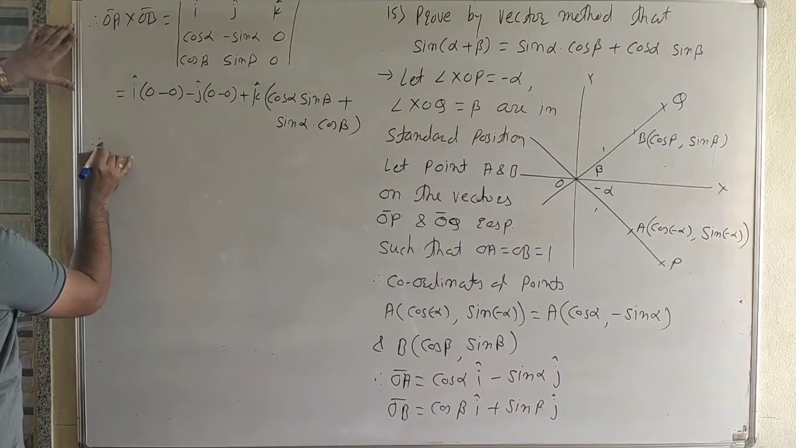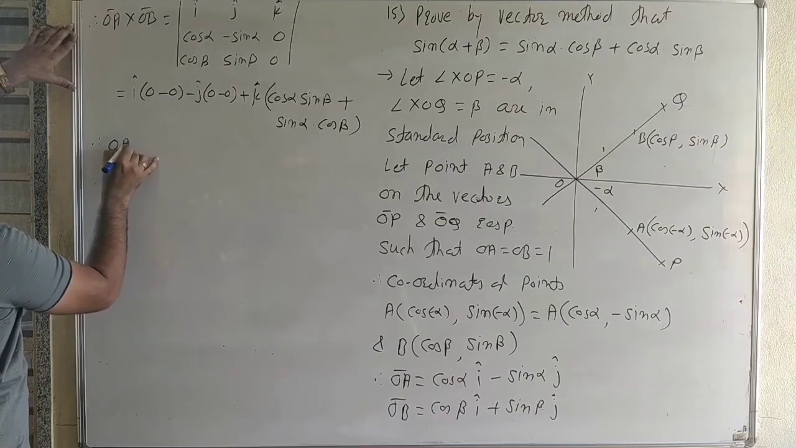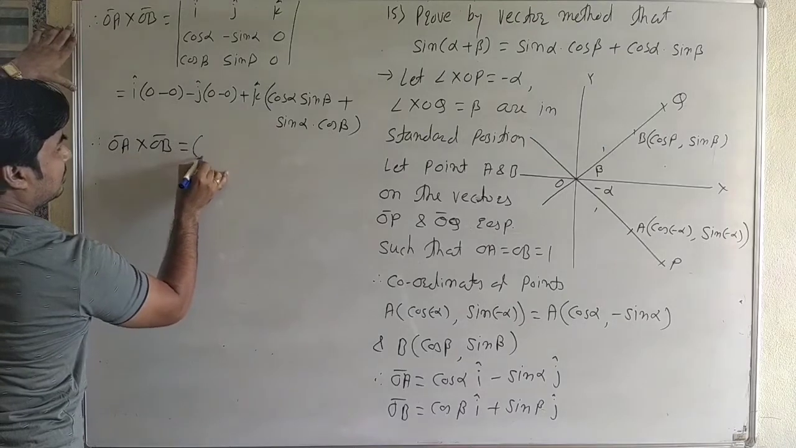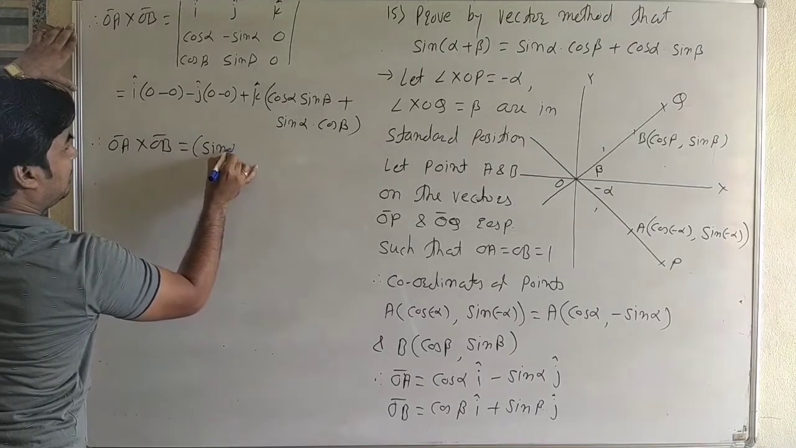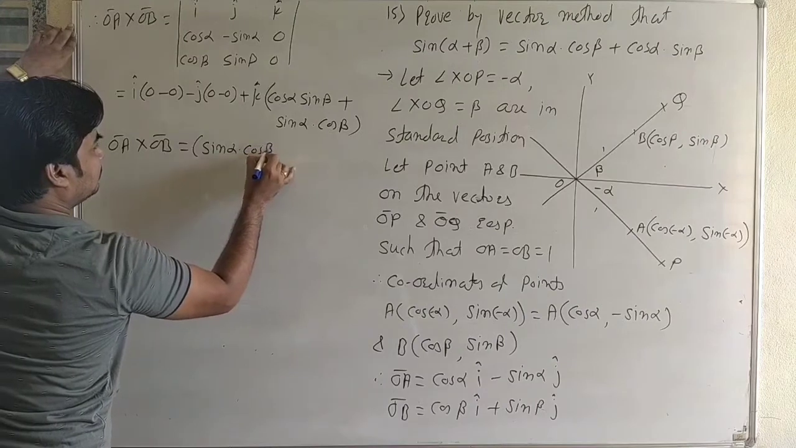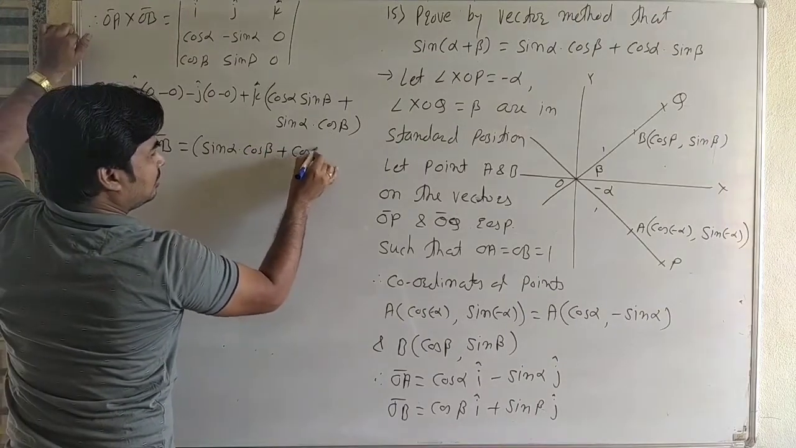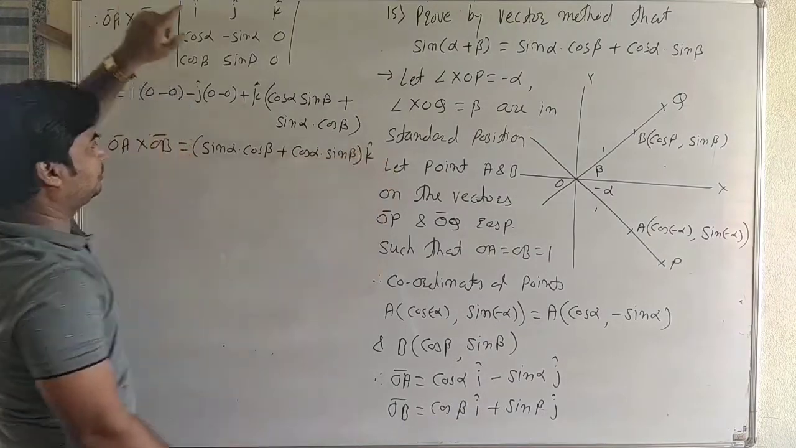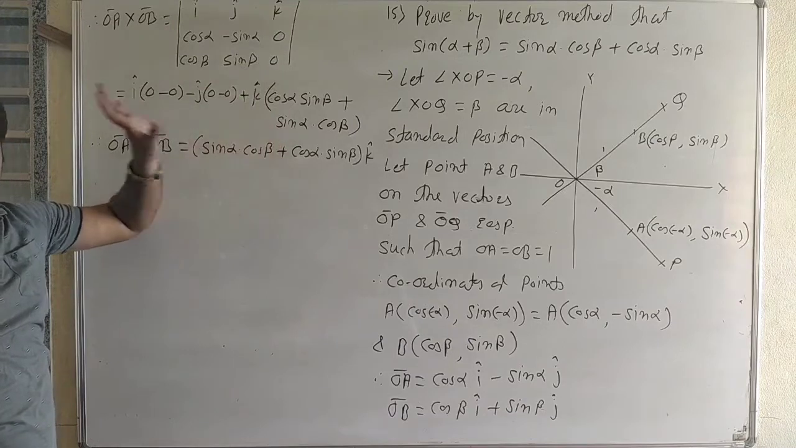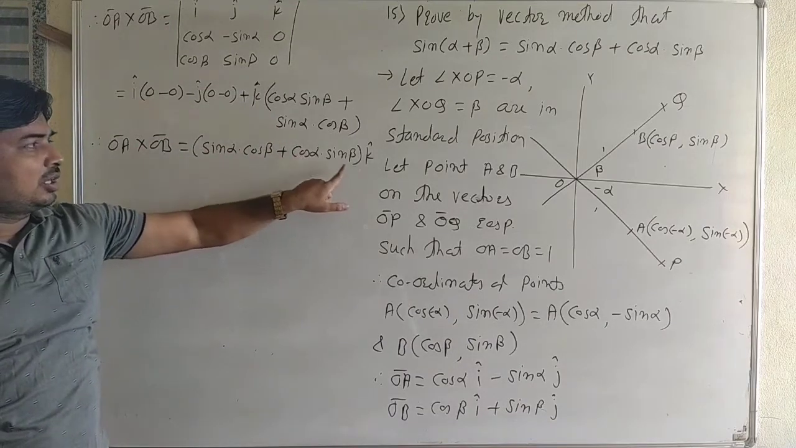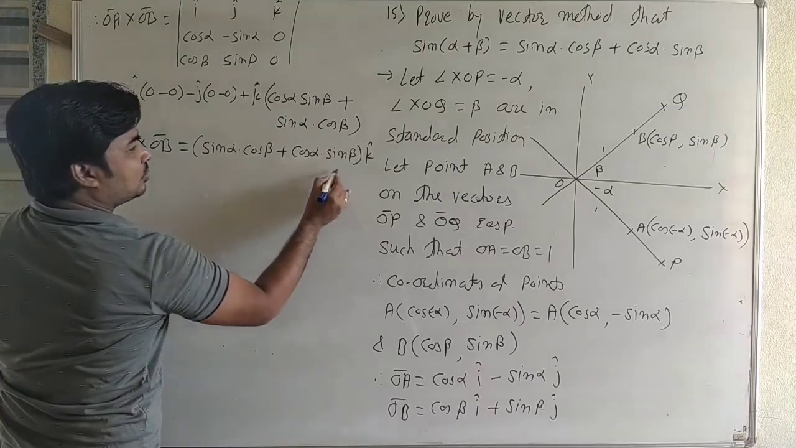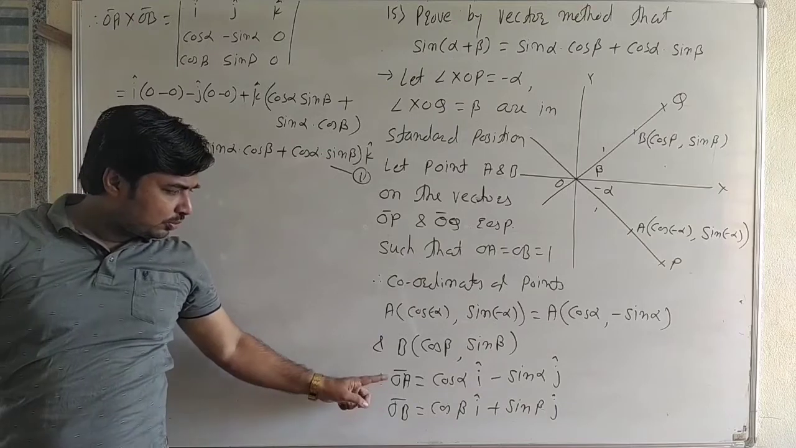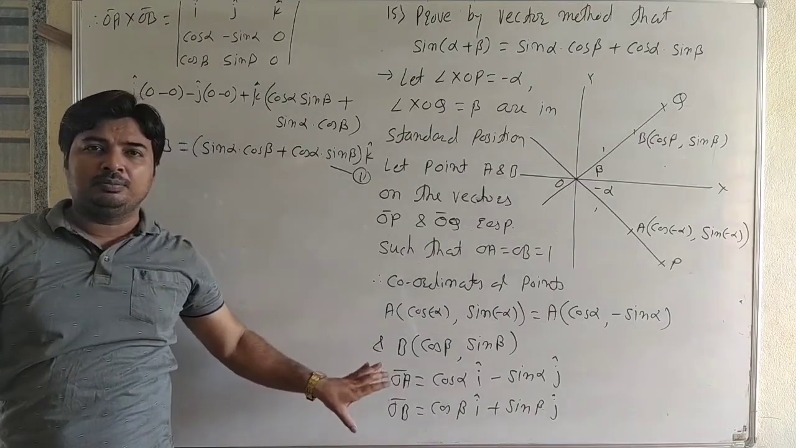Then OA cross OB is equal to, here, 0, 0, and this becomes sin alpha cos beta plus cos alpha sin beta into k cap. Okay, suppose this is equation number 1. Now we take the cross product of vector OA and vector OB by component.